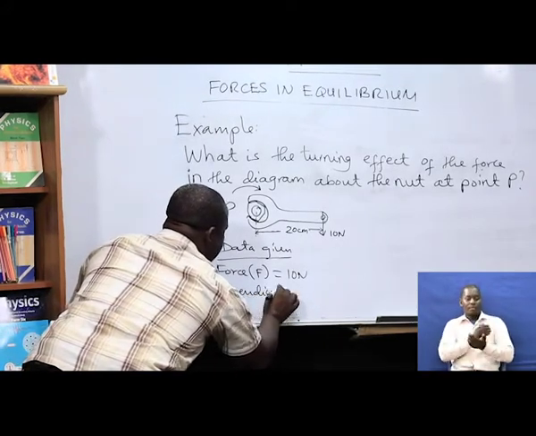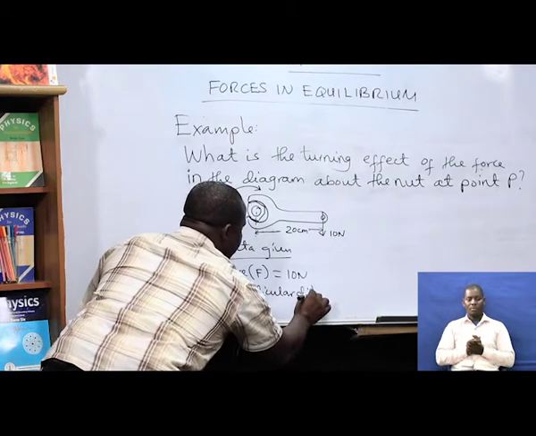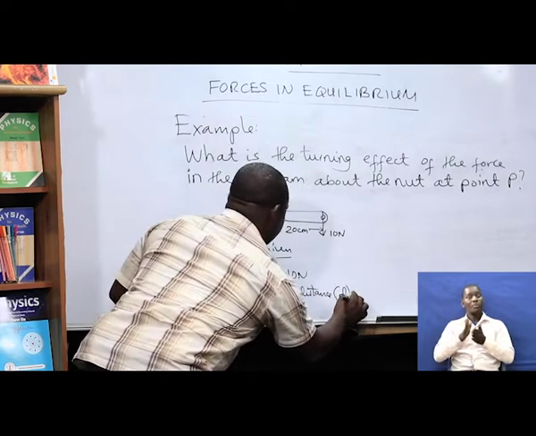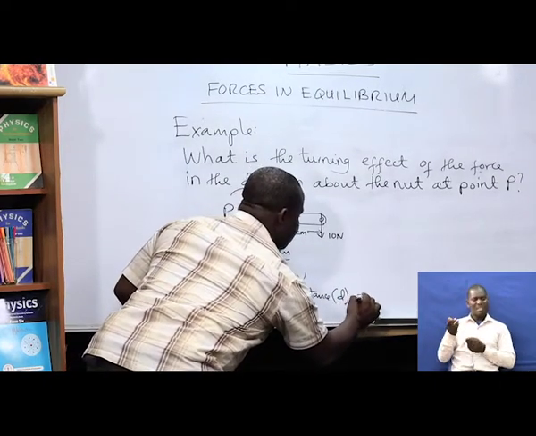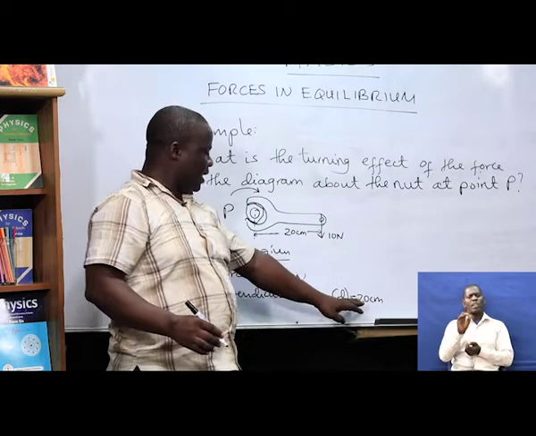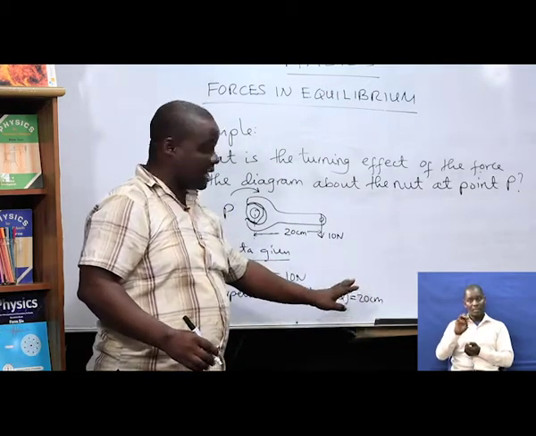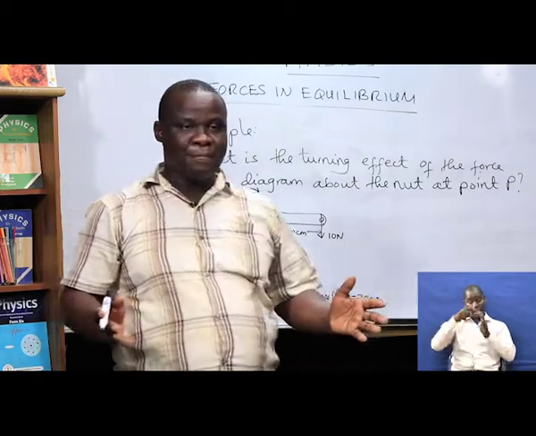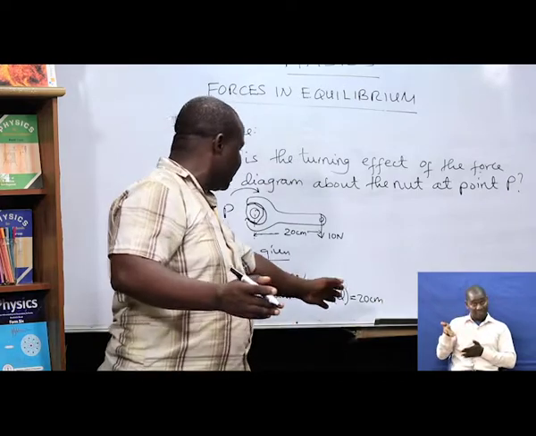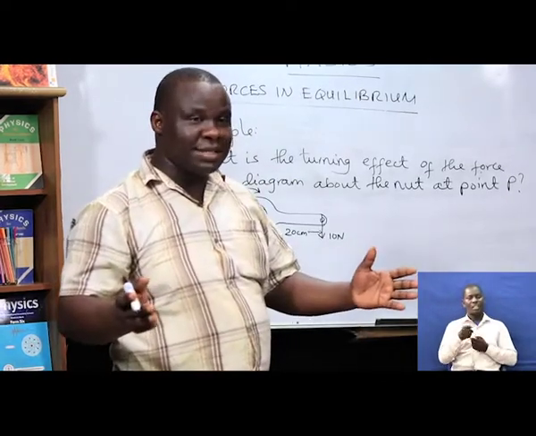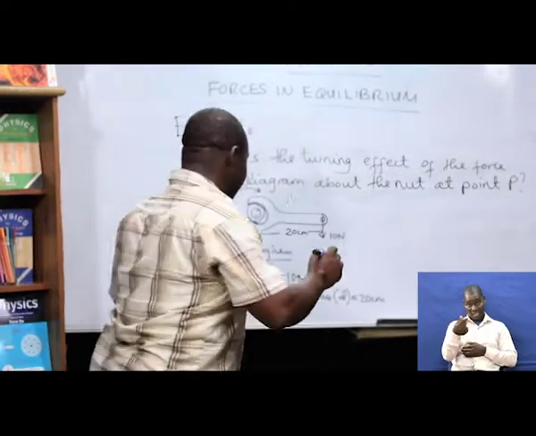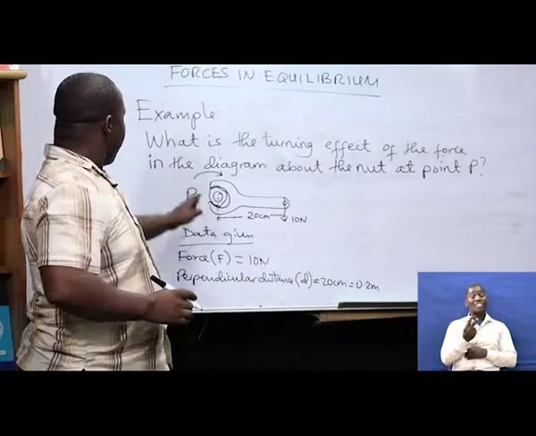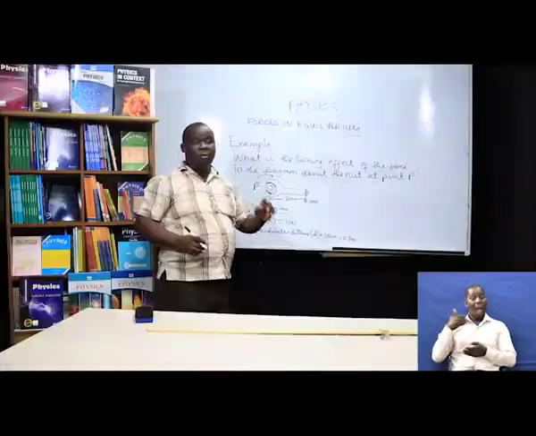We can write its symbol as D equals 20 centimeter. But this 20 centimeter is not the SI unit of this quantity. Dear students, you remember? We have to change this into its SI unit. 20 centimeter is going to equal? Yes, good, 0.2 meter. Now we are after the turning effect, or moment of force.